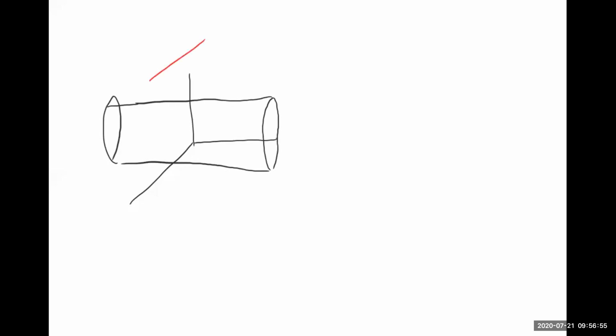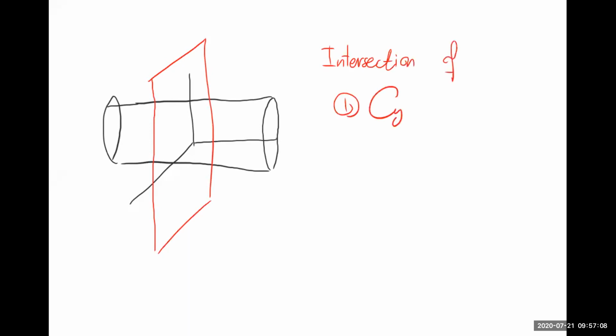And suppose we have this plane. What is the intersection of these two? What is the intersection of this cylinder and that plane there? Well, the intersection would be something like this. I hope you can visualize. Maybe it's better to do it like this. The intersection would be something like this, right?